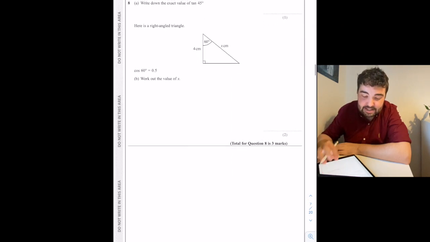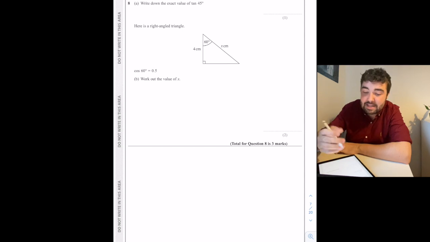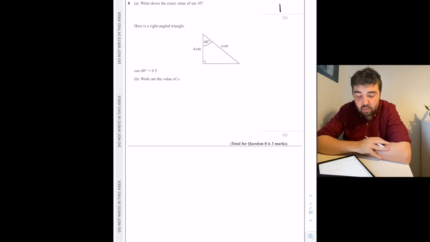On to question 8. Write down the exact value of tan 45. What can I say other than it's 1? You need to know it. Just is. Just is 1. Just is. Just is. Learn it. Anyway, here's a right angle triangle.